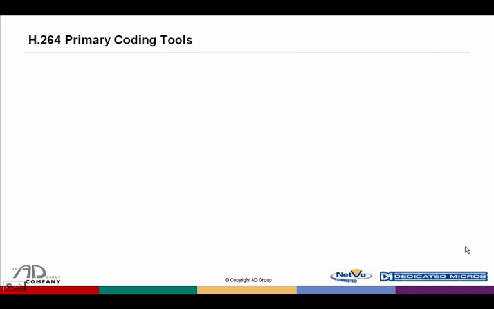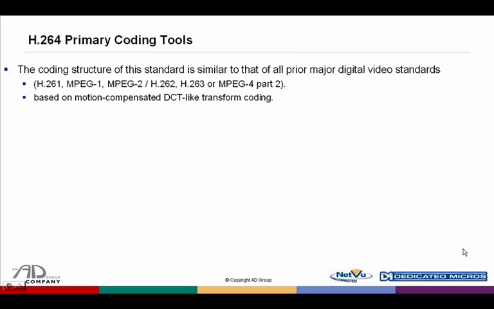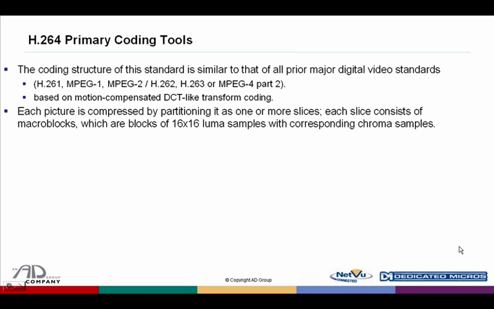Now let's look at the primary coding tools within H.264 to see how it achieves its claimed levels of compression. First of all, it's interesting to note that H.264 is based on the same fundamental technology that's been with us in all of the major video standards, H.261 right through to MPEG-4 Part 2. They're all based upon a motion compensation scheme using discrete cosine transform algorithms.